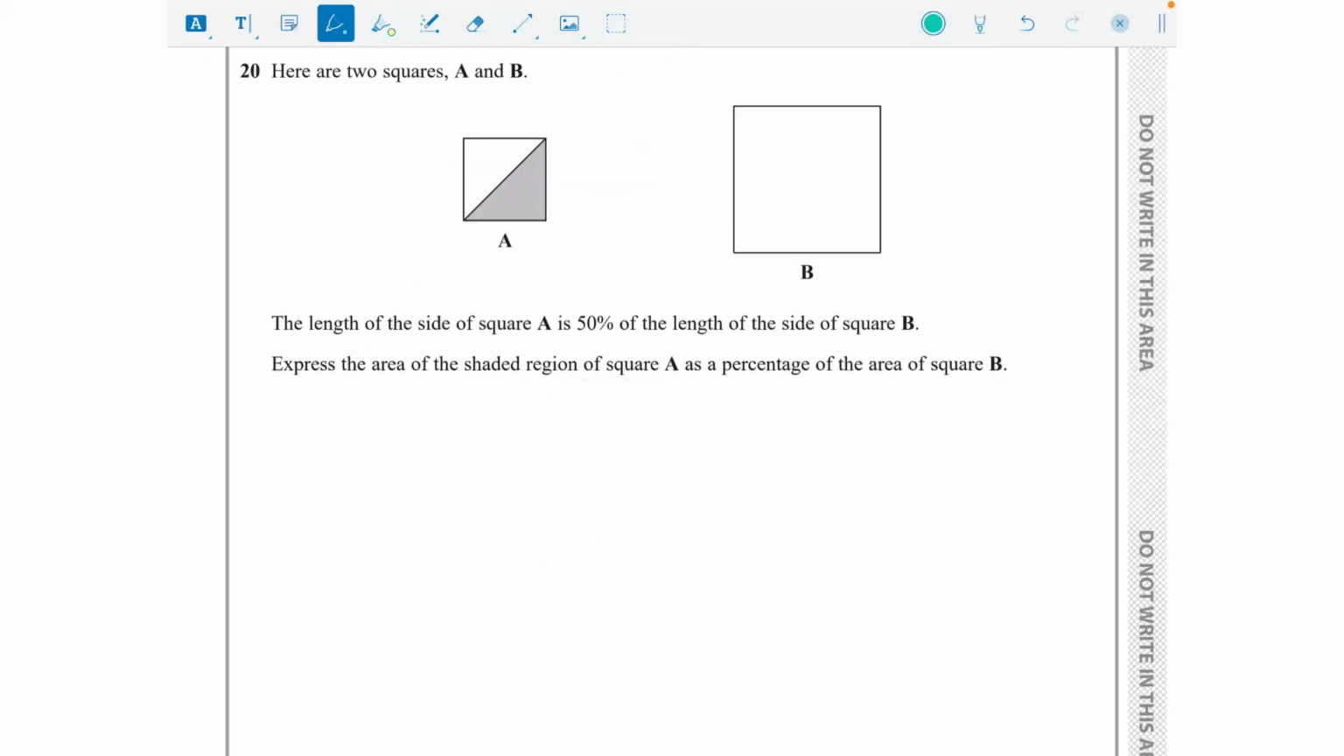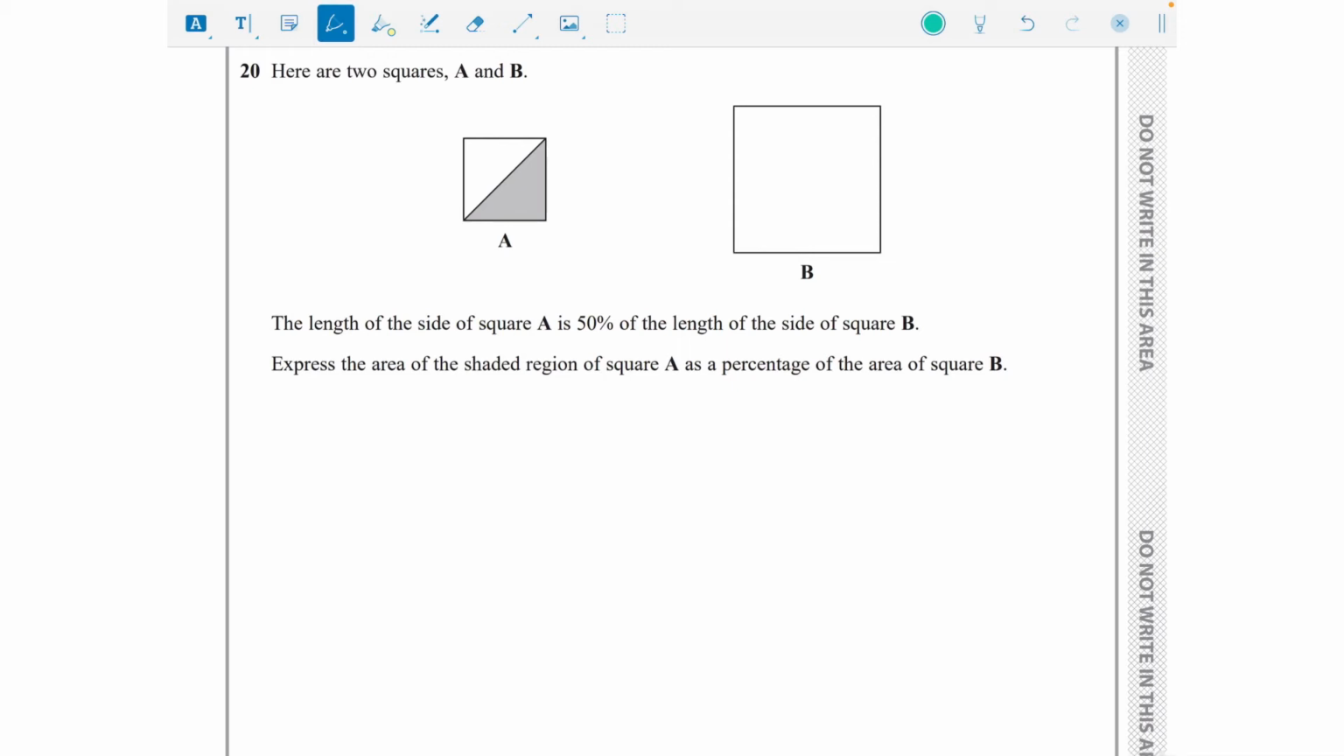Question number 20. Here are 2 squares A and B. The length of the side of square A is 50% of the length of the side of square B. Express the area of the shaded region of square A as a percentage of the area of square B. I think a lot of students would look at this question and think, what on earth is going on? So let's just start by breaking it down.